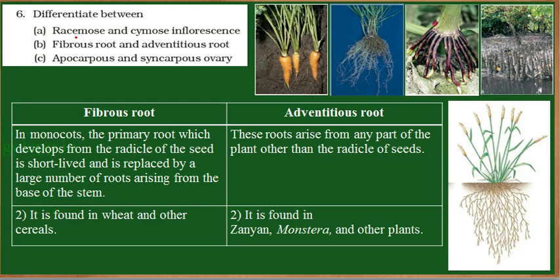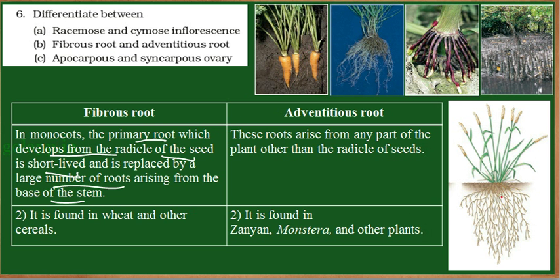The next difference, fibrous roots and adventitious roots. So plants have got a root system. So monocot and dicot plants, that is angiosperm flowering plants, they differ in the roots. Under that, fibrous roots have a primary root which develops from the radicle of the seed and it is short-lived and it is replaced by a large number of roots arising from the base of the stem.